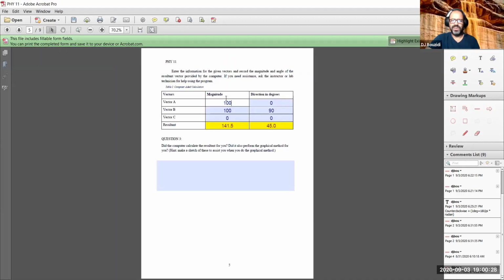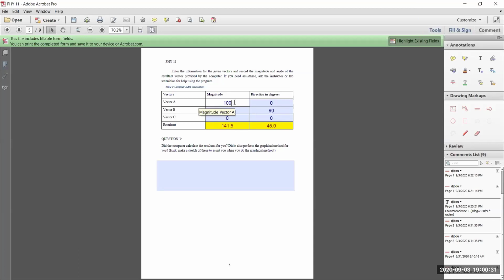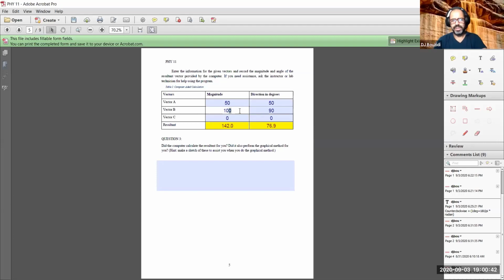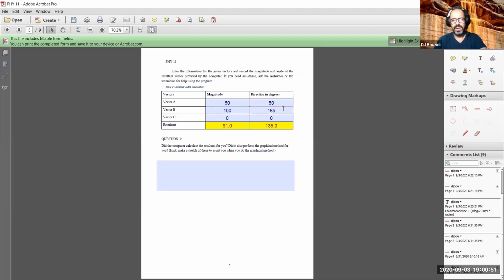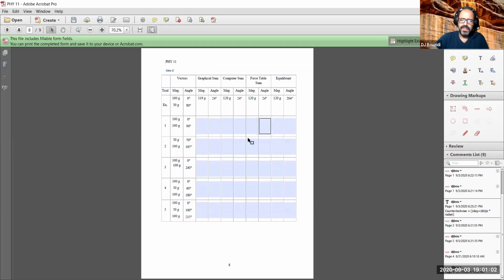So we said 50, 50. So I'm going to delete this and make it 50. I did 50, and I got 148.9, and then 60 in the next one. Okay, so let me put 100 and, how much was it? 100 at what angle? 165? Oh, I put 65, sorry. It should be 165. Okay. So the answer is 91 grams is the sum, and 135. So I come back in here and put 91 and 135. You guys see the rule?